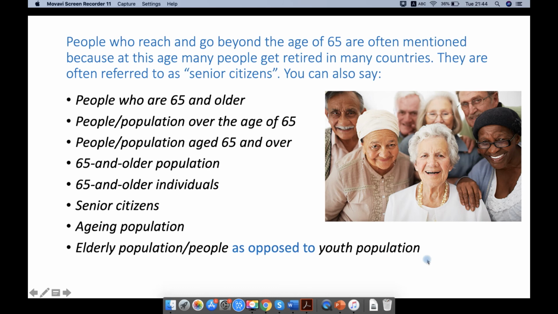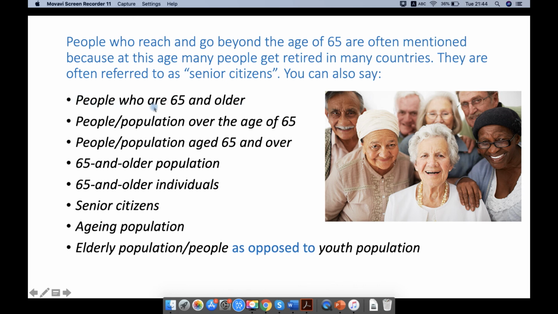Now, it may be difficult for you to remember all the phrases, but you have to memorize at least several of them because you have to avoid repetition in your report writing. So memorize the phrases by repeating them out loud. For example, people who are 65 and older. Repeat it twice, repeat it 3 times or 10 times. If it takes you 10 times, then you have to do this.